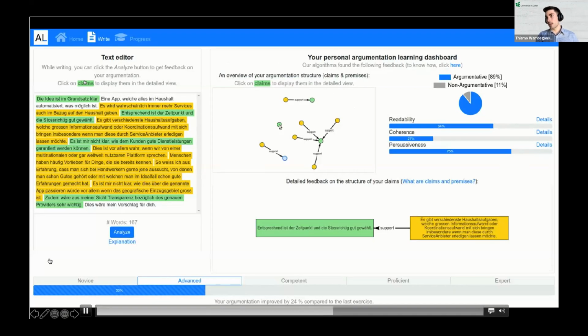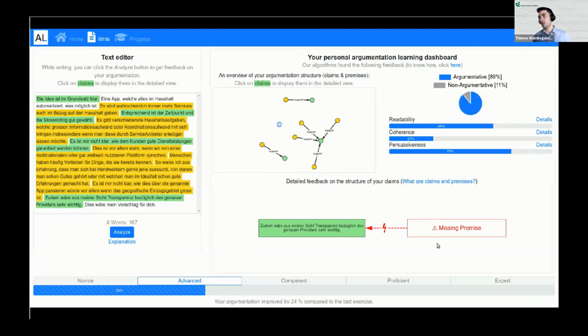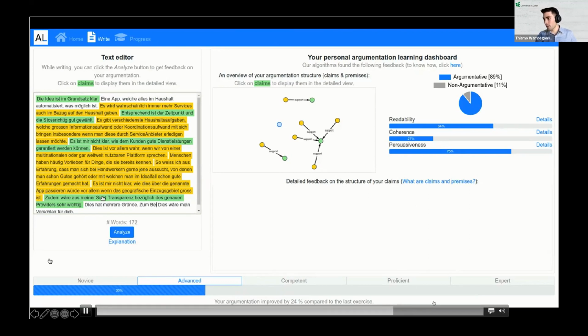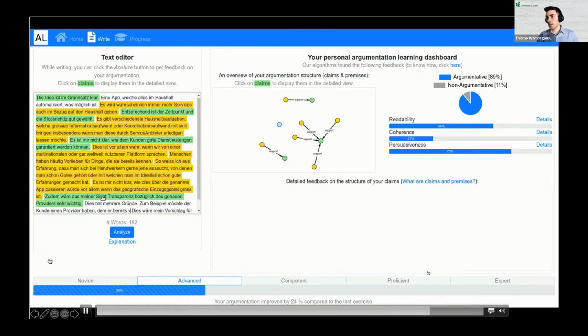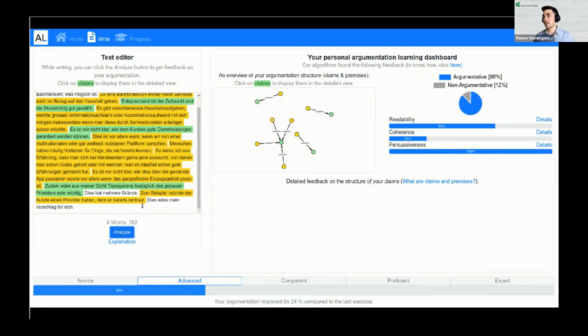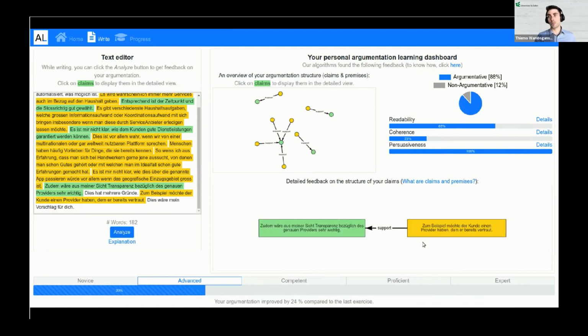If then the student clicks on a certain claim which is not supported by a premise, this is indicated with an error, and then he or she can decide to, for example, here add an evidence, for example, here an example on how to improve the transparency of the certain business model. Just go a little bit forward. After entering this example, the student can analyze the text again and sees immediately how this claim is now supported by the premise.